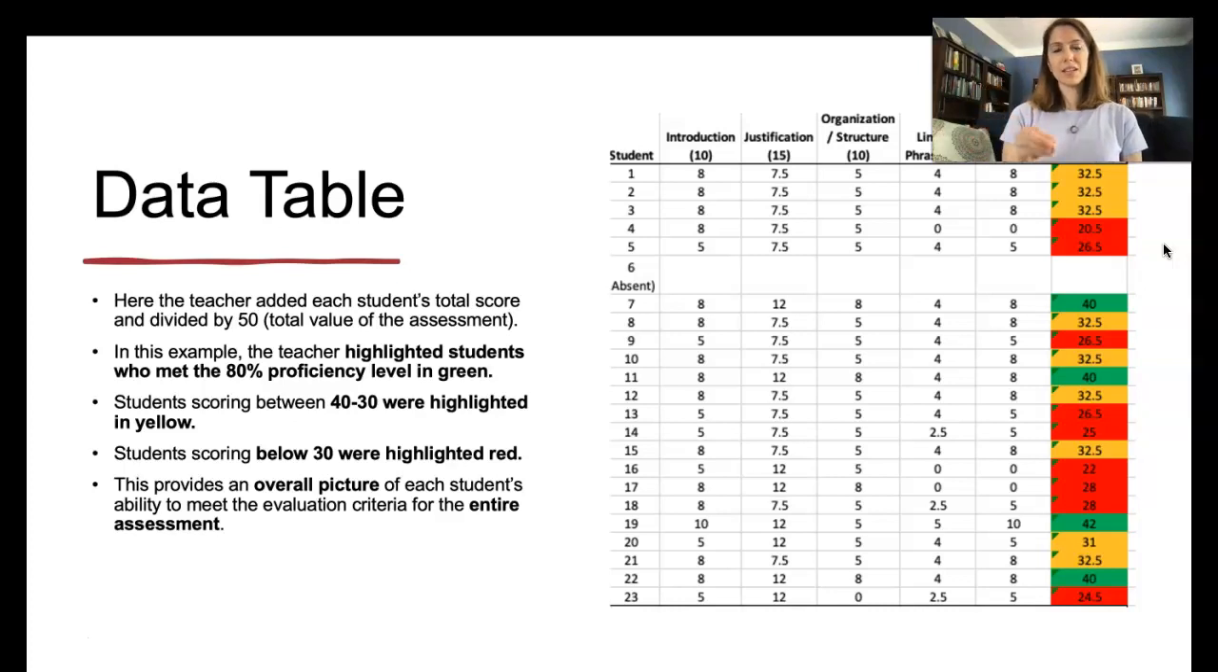So what this does is it gives us an overall sense of where the class is at. If this was a real class of students and I was a teacher, because I see a lot of yellows and a lot of reds, this would tell me that my students need more help with writing opinion-based pieces. So there are some things that I probably need to go back and reteach in order to make sure that my students are proficient at this particular skill set.